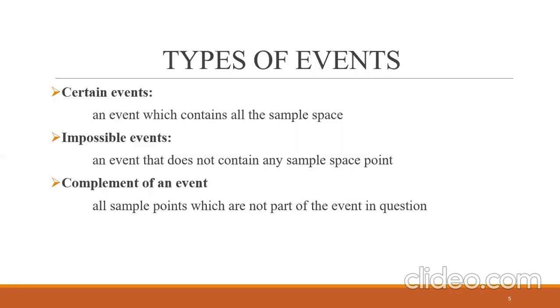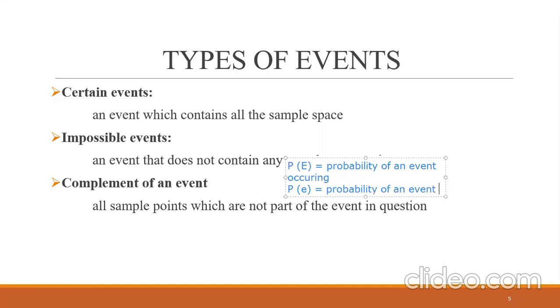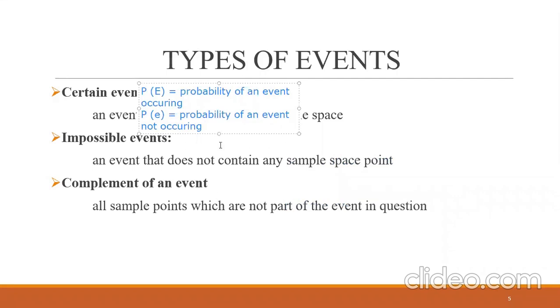Now we have what you call the complement of an event. As I explained when I was explaining the definition of probability, you could see that there was one which was E and one which was E naught. So we had P of E, which is the probability of an event occurring. Then P of E naught, I'll represent it with a small e since I don't have that symbol here, is the probability of an event not occurring. Is that okay? So we are using this same logic here for the complement of an event.